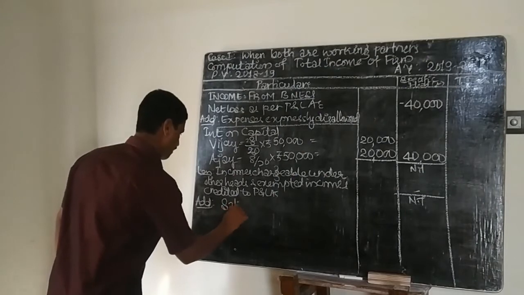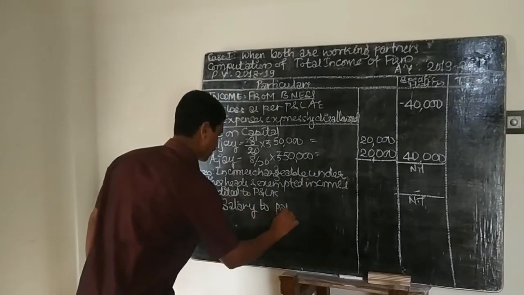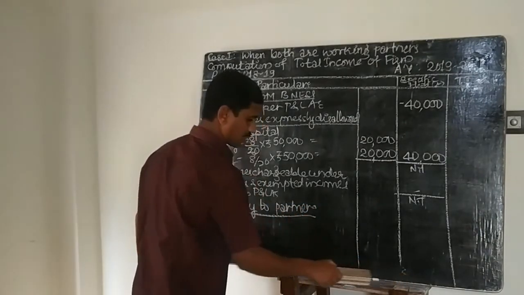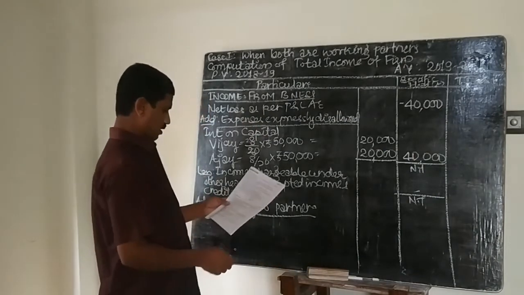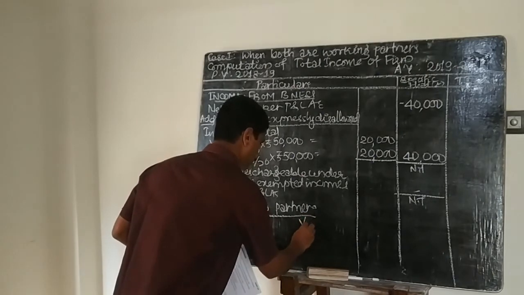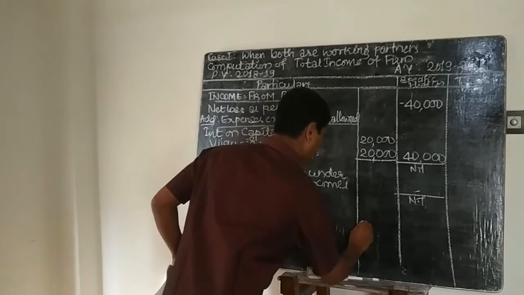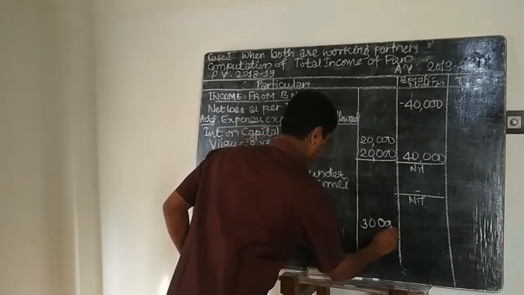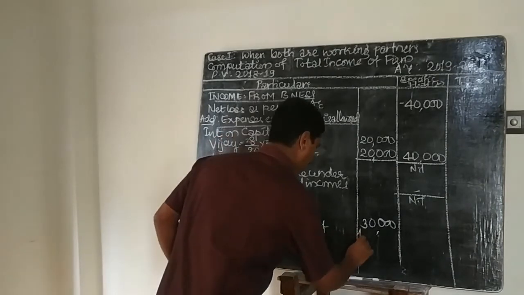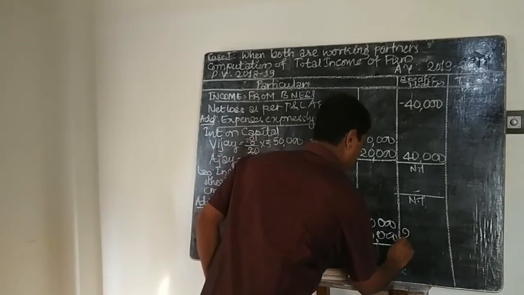Salary to partners. Add salary to partners. So here the salary is paid to both. Vijay, it is 30,000. Ajay, 1,70,000. So the sum of this will be 2 lakhs.